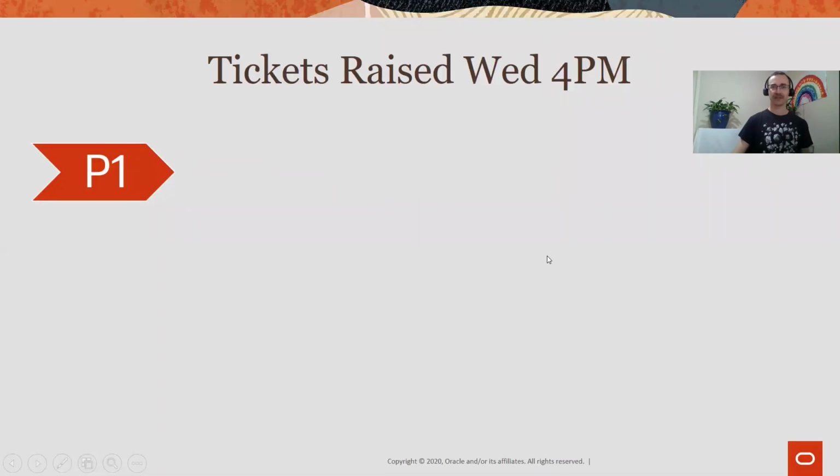So let's imagine it's currently a Wednesday and it is 4 p.m. on a Wednesday. So a ticket is raised at 4 p.m. on Wednesday.